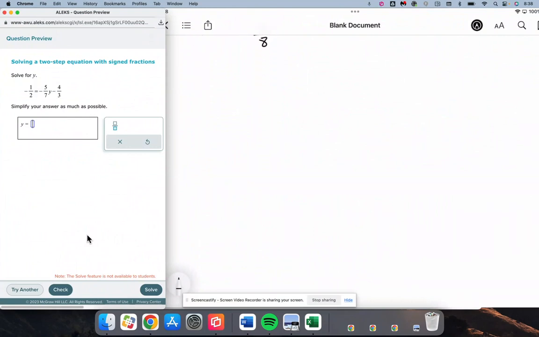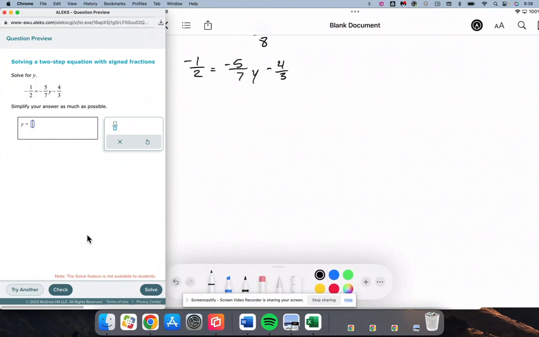Okay, we have negative 1/2 is equal to negative 5 over 7 y minus 4 over 3. We're going to look for a number that 2, 7, and 3 all go into. And if you have trouble thinking of one, just multiply all three numbers. And so I'll do that right now because I'm having trouble thinking of one. 2 times 7 times 3 is 14 times 3 is 42. So I'm going to multiply both sides of this by 42. If you multiply the denominators together, you're for sure going to get a number that they all go into.